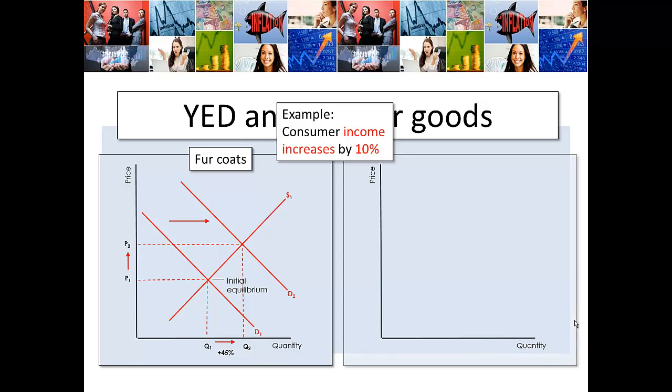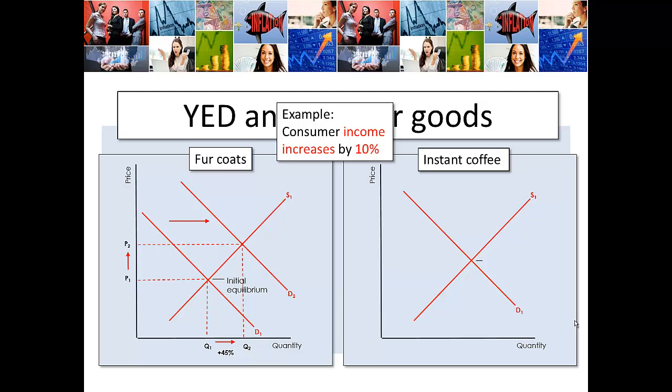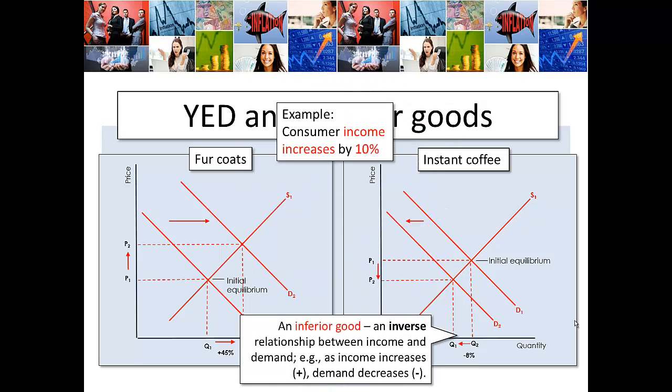Whereas the demand for instant coffee, consumer increases by 10%. Everybody likes real coffee, much better than instant coffee. So as soon as consumers' incomes start to rise, they switch away from instant coffee and start purchasing real coffee instead. So consumer incomes increasing by 10%, we'll see a decrease in demand for instant coffee.